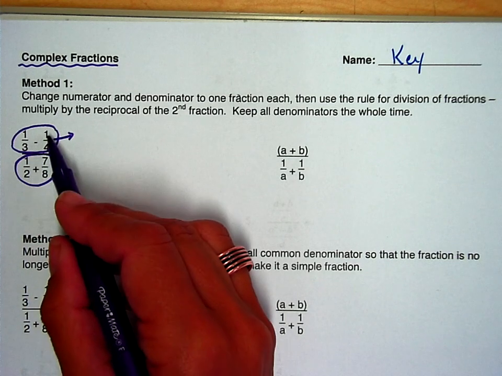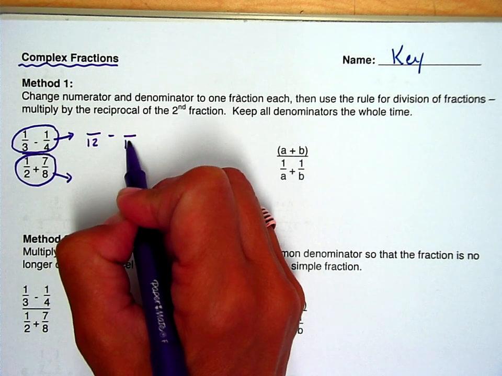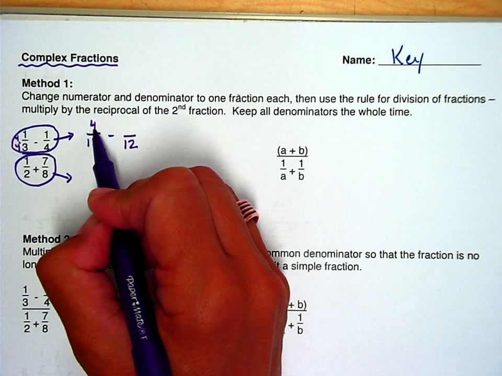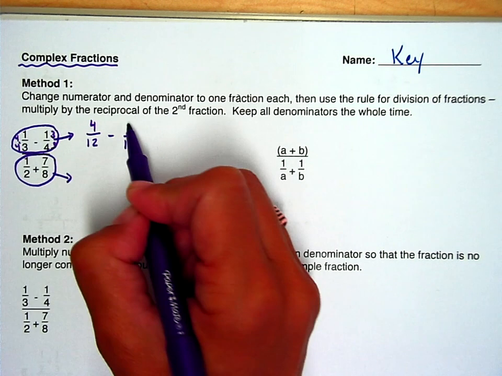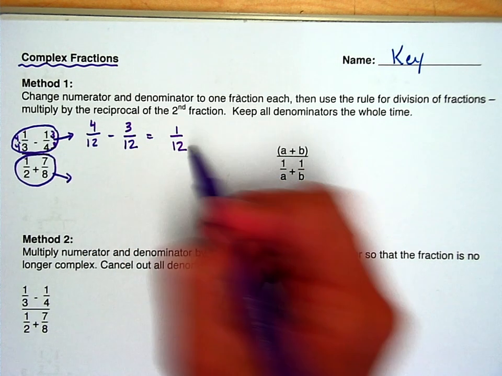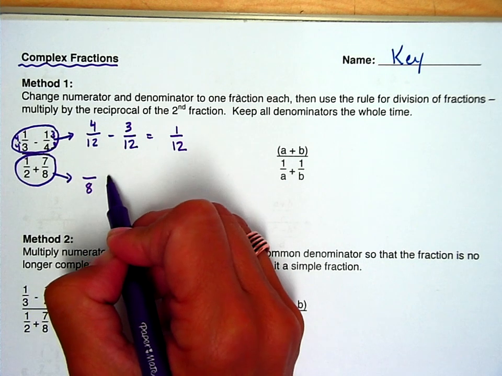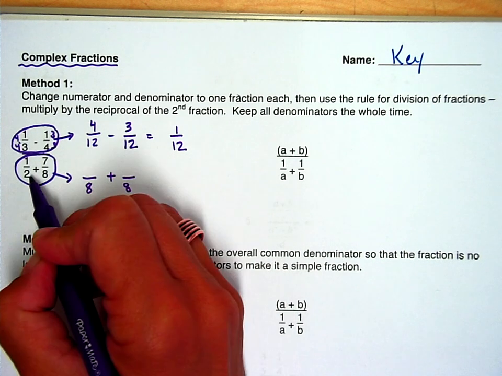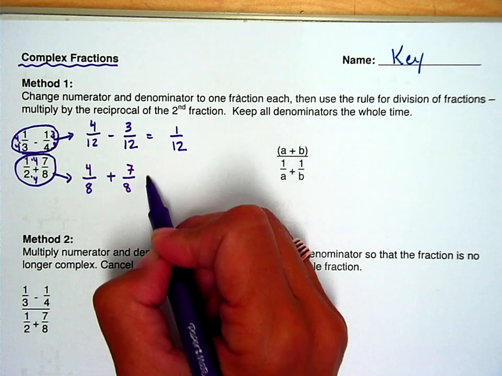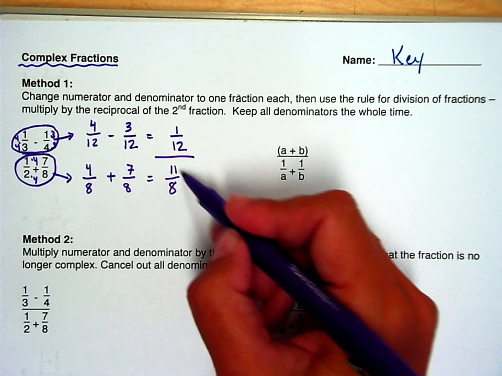I've got 1/3 minus 1/4. So I want to rewrite those with a common denominator of 12. So the first one you're multiplying by 4, so that would be 4/12. The second one I'm multiplying by 3, so that would be 3/12. When I simplify that, I get 1/12. That's my new numerator. I do the same thing for the denominator. Got a common denominator of 8. So this is multiplied by 4, so I have 4/8. The second one just stays 7/8, gives me 11/8. This is now my new denominator.